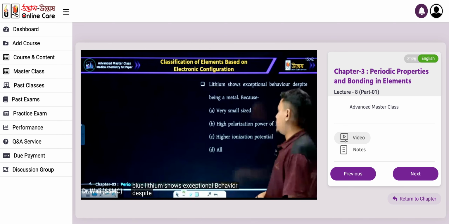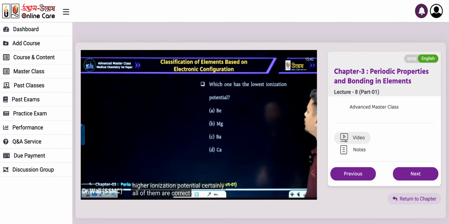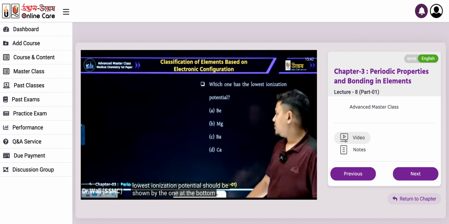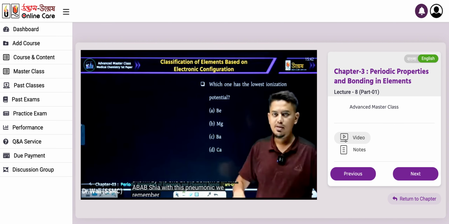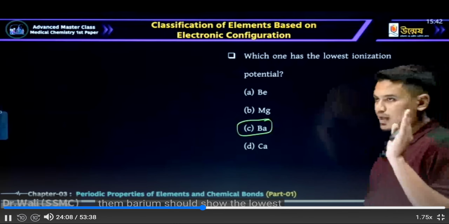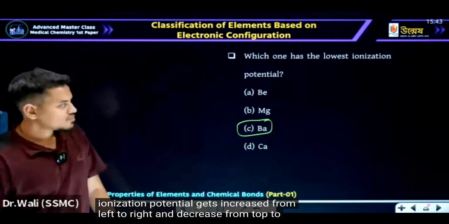Lithium shows exceptional behavior despite being a metal because of its very small size, high polarization power, and higher ionization potential. Certainly, all of them are correct. Which one has the lowest ionization potential? The lowest ionization potential should be shown by the one at the bottom. With the mnemonic, we remember the group 2 members, and among them, barium should show the lowest ionization potential. We know from the periodic trend that ionization potential increases from left to right and decreases from top to bottom.